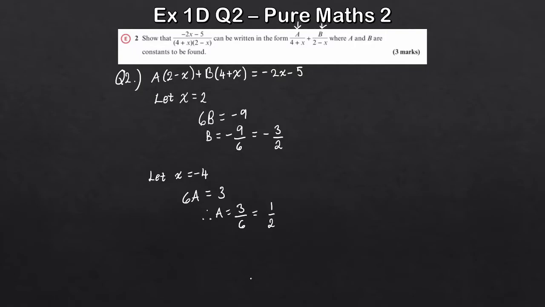Which you can simplify down to a half. So writing it in the form that we want to show it as, we write out our original expression, minus 2x minus 5 over (4 plus x) times (2 minus x). This can be equal to our expression, which is a over 4 plus x. So a is 1 over 2, so we'd write this as 1 over 2 lots of (4 plus x), because a is a half. And then b is minus 3 over 2, so we'd write this as minus 3 over, just like we did here, 2 lots of (2 minus x).